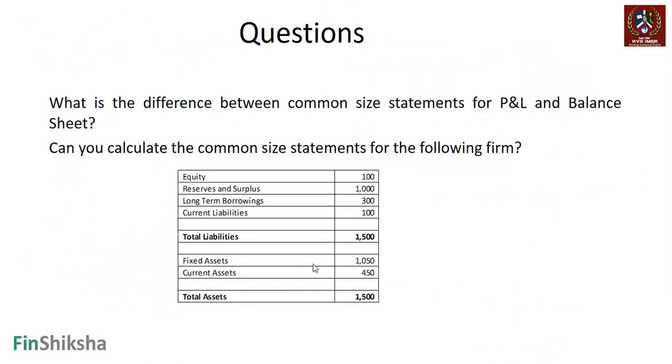That basically brings us close to an end of this particular session. A couple of questions as we end this particular section. What is the difference between common size statements for P&L and the balance sheet? Is there any difference? And can you calculate the common size statements for the following firm? The data is simple for this firm. Total liabilities 1,500, total assets of 1,500 divided between these numbers. As a hint, you just have to divide all these numbers by the total liabilities and divide all these numbers by the total assets, and you will get your answer, right?